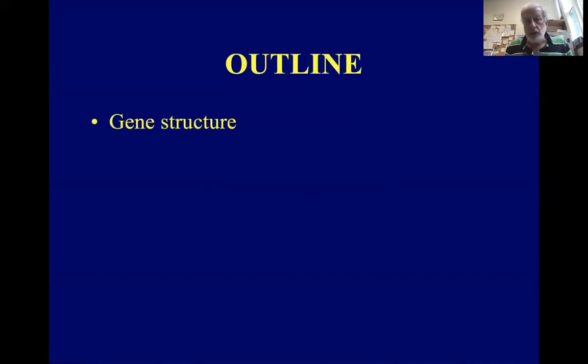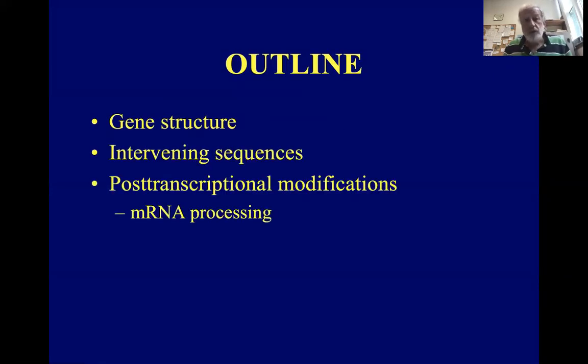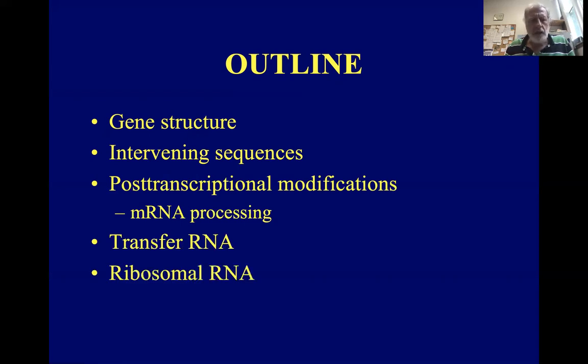First, we'll talk about gene structure in eukaryotes and intervening sequences or introns, and post-transcriptional modifications, particularly to the messenger RNA, and then transfer RNA structure modifications and ribosomal RNA structure and processing.